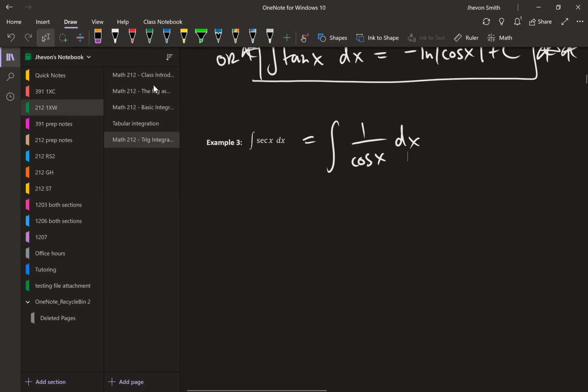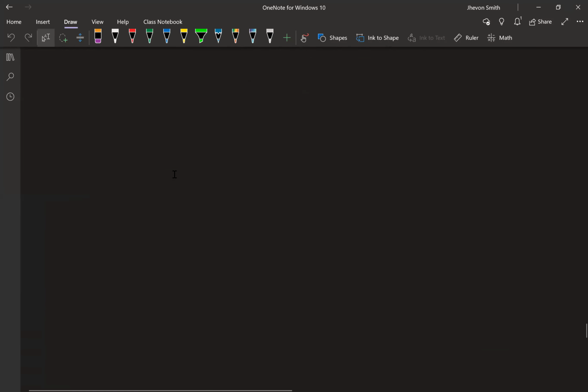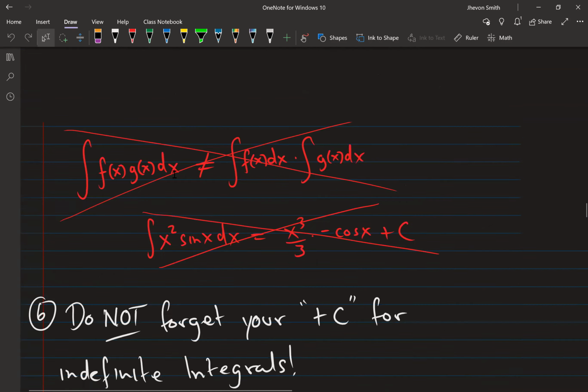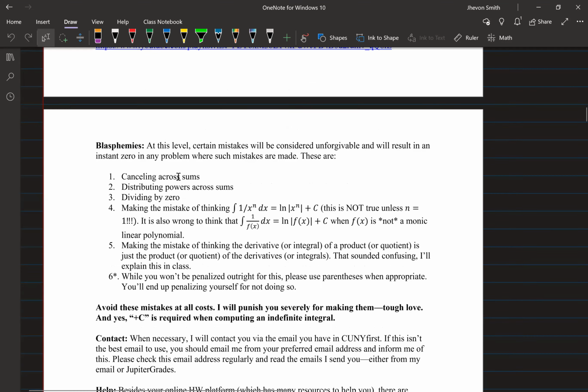Okay, the error that was just made, by the way, if you go back to lecture 1, you see if you read point 4 here, see here, it is also wrong to think that the integral of 1 over f of x dx is equal to ln of the absolute value of f of x. That was the error that was just made, okay? You have to be careful. This is not always true, okay?